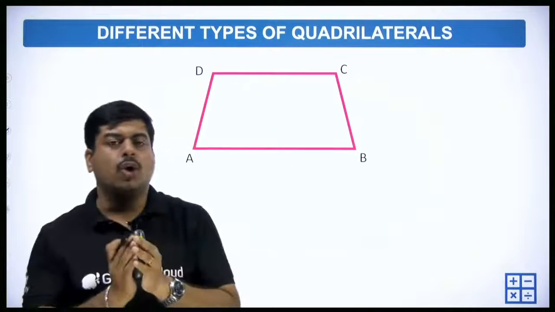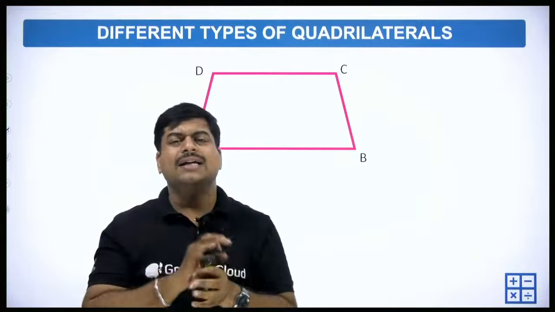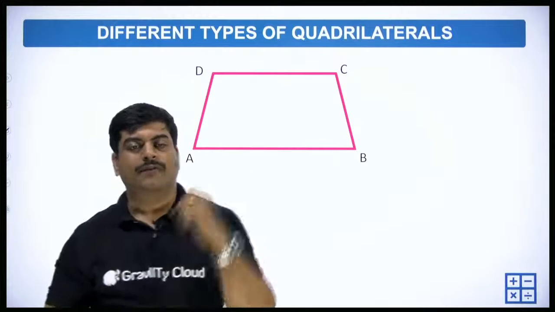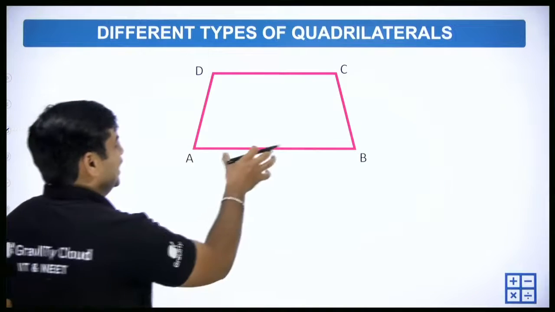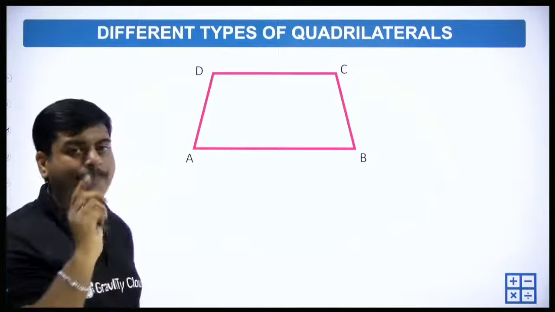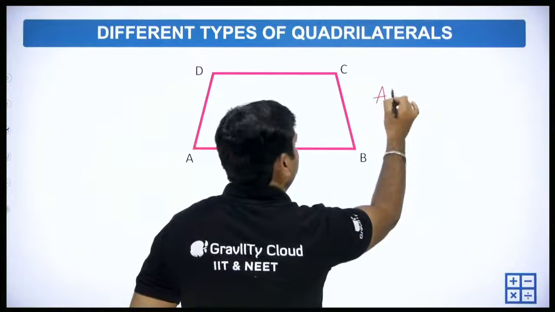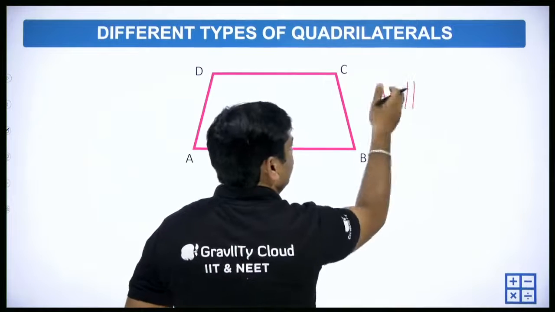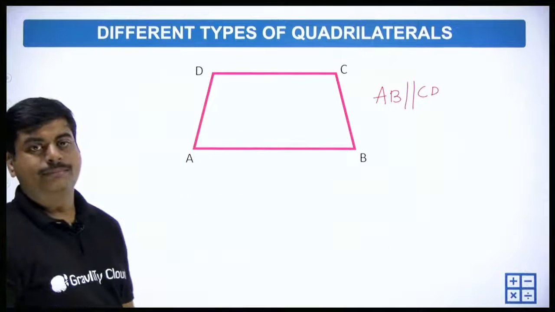As I told you, depending on the structures, depending on the size, depending on the length of sides or the angles, we have different structures. The very first one you can see here. So what happened here? These two sides are parallel. That means out of all the four sides, one pair of sides is parallel. AB is parallel to CD. This is a symbol for parallel. Parallel in the sense they are moving in the same direction.